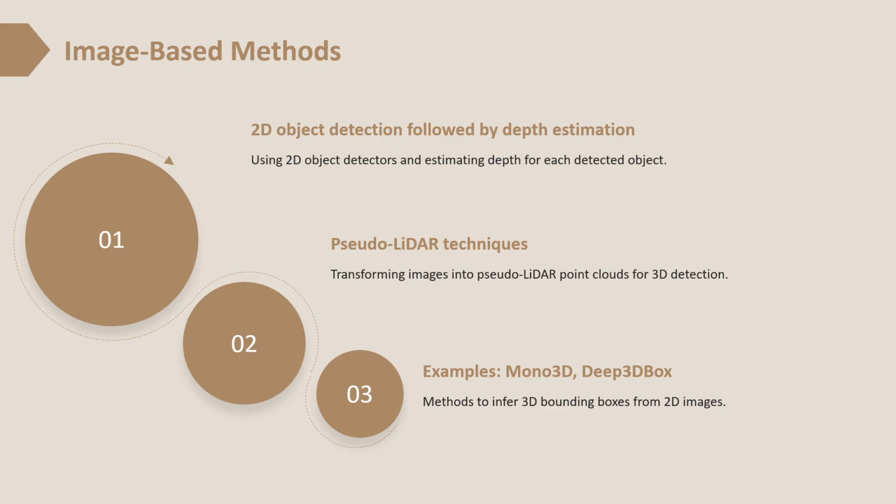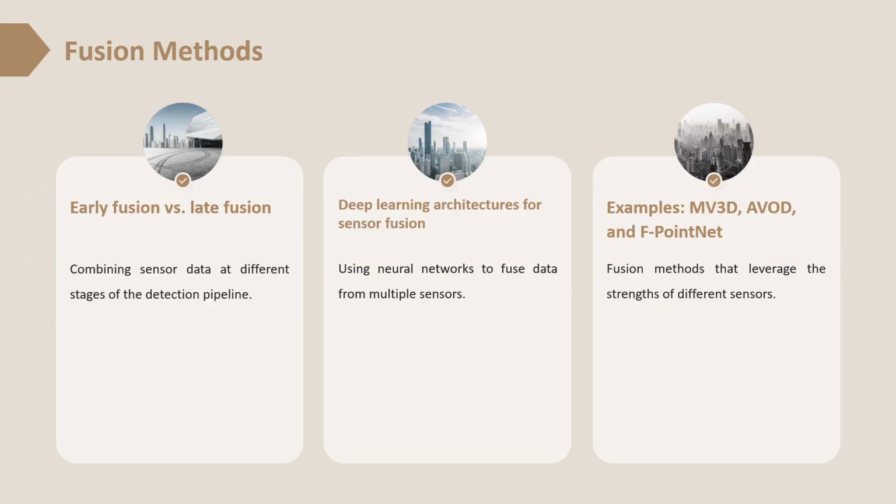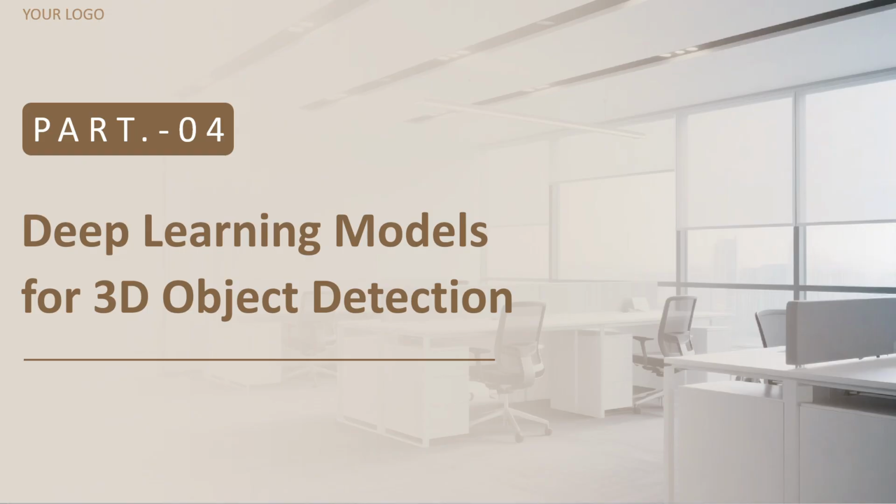Then in the image-based method, 2D object detection is followed by depth information. Pseudo-lidar techniques also exist, which transform the images into pseudo-lidar point clouds for 3D detection. Examples: Mono3D, Deep3DBox. Fusion methods also exist: early fusion, late fusion, and different deep learning architectures for sensor fusion. We can use different kinds of neural networks to fuse the data from multiple sensors. Fusion methods leverage the strengths of the different sensors.